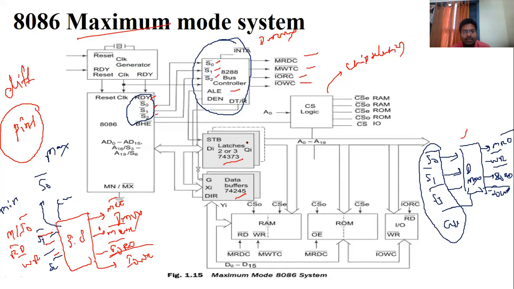Remaining are the latches. For address purpose we are using 3 latches. For data purpose we are using 2 latches, so 5 latches in total. These are the transceivers, used to enable the data, along with DT by R bar. The chip selection logic is used to select the RAM and ROM memories. So this is the timing diagram.